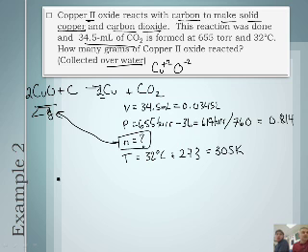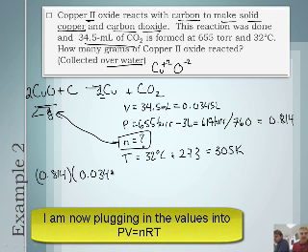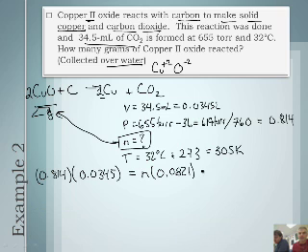All right, so let's do it. P is 0.814. I'm not going to put the units in there. V is 0.0345. n we don't know. R, of course, is 0.0821. Notice I'm just plugging in my numbers, and my temperature is 305. When you solve, n is 1.12 times 10 to the negative third, and that's moles of carbon dioxide.